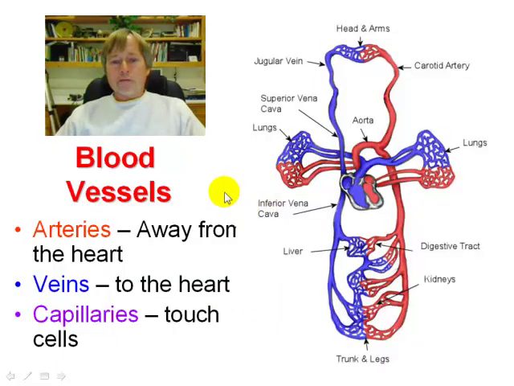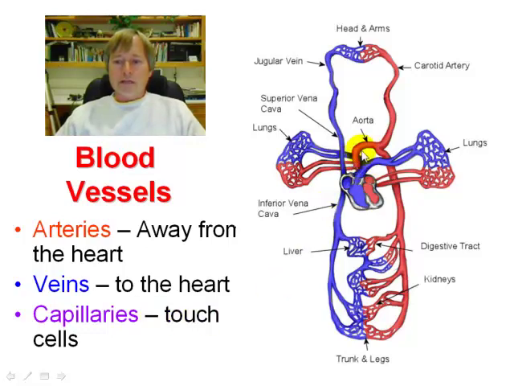Okay, the blood vessels, really we just need to focus on the fact that they are in a loop. They're in a closed system. That's why it's a circulatory system. And the arteries are the tubes or the vessels that lead away from the heart. The veins are the big tubes that return to the heart, and the capillaries in some ways may be the most important because of the smallest pieces.